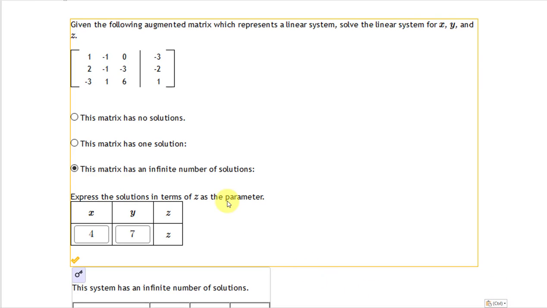In this video, I'm going to solve a problem from chapter 6 assignments for the homework. Given the following augmented matrix, which represents a linear system, we are asked to solve the linear system for x, y, and z. So usually we want to write this matrix back to the reduced row echelon form.